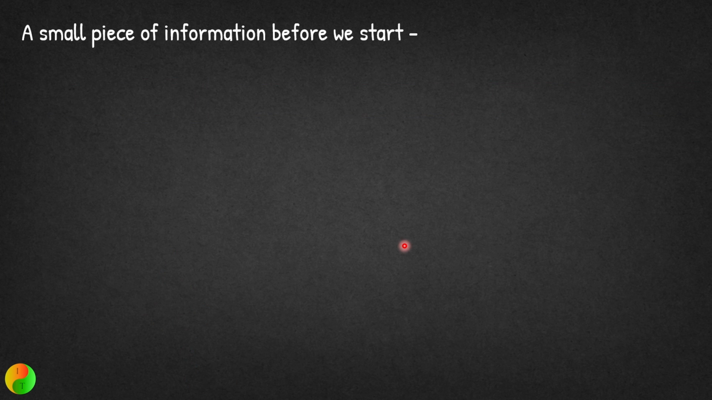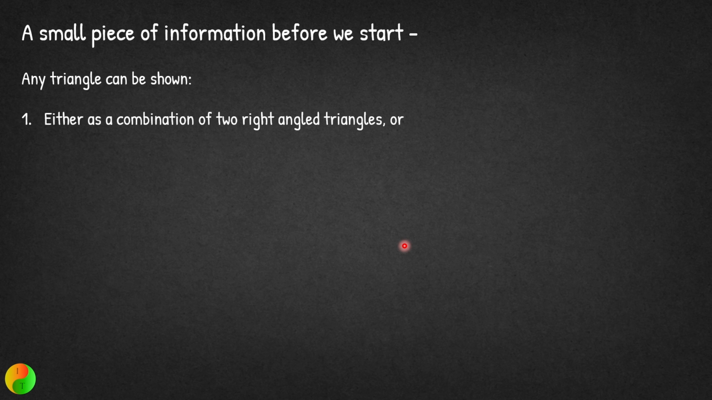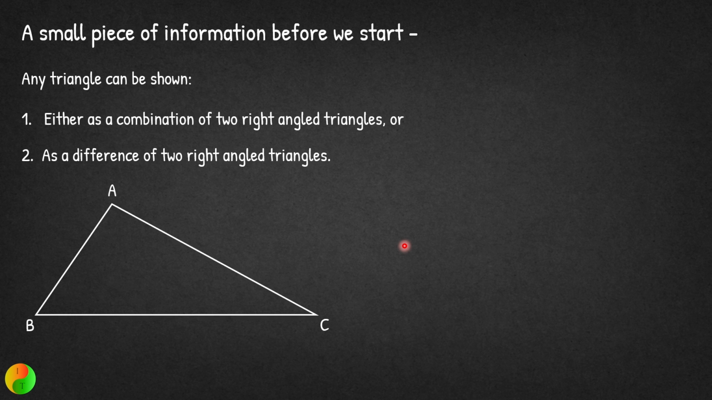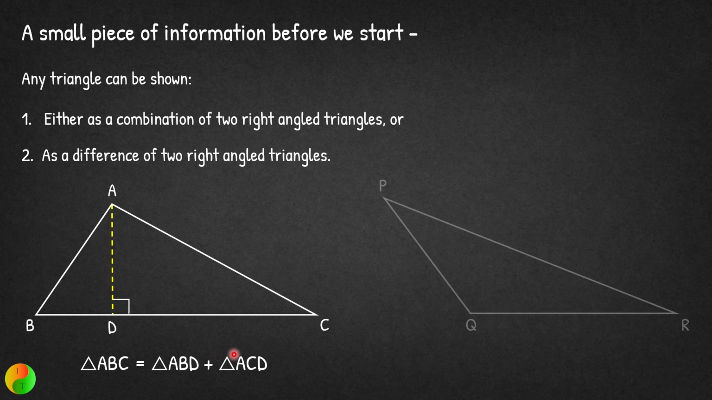Here is a small piece of information before we start. Any triangle can be shown either as a combination of two right angle triangles or as a difference of two right angle triangles. For example, this triangle ABC is an acute angle triangle. Now, if I draw an altitude AD from point A to point D on side BC, this triangle is now divided into two right triangles. So, triangle ABC can be written as the sum of two right triangles, triangle ABD and triangle ACD.